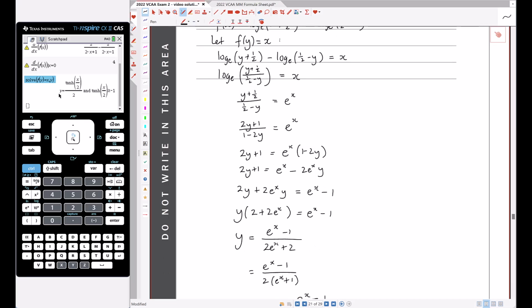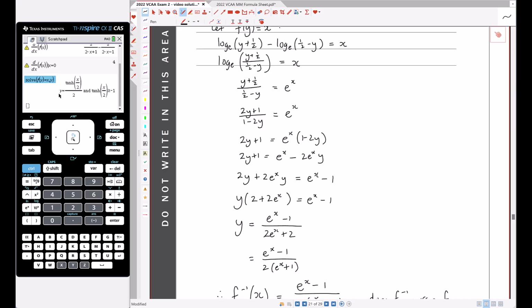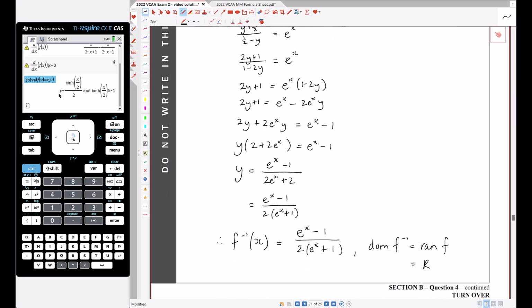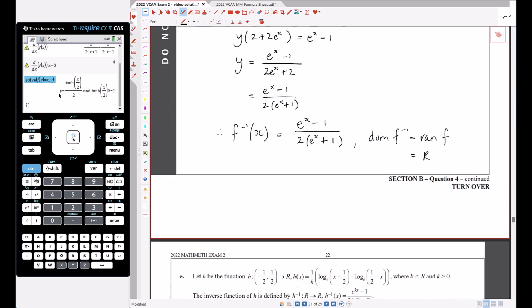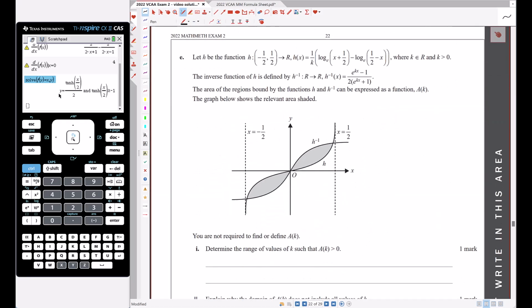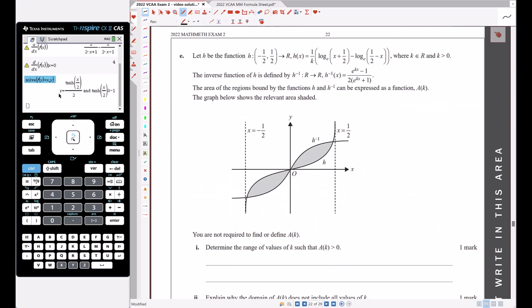I think they're kind of unhelpful. I kind of feel like this 2022 paper is set by someone quite different. There's quite a lot about it that I don't actually love. Anyway, fingers crossed for 2023.